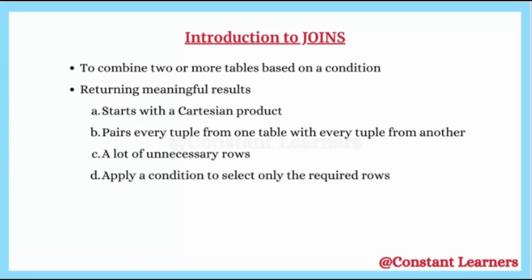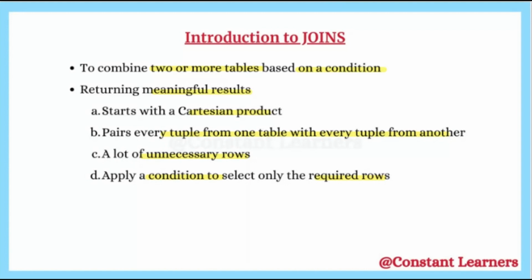A join allows us to combine two or more tables based on a condition to receive meaningful results. This process starts with a Cartesian product which pairs every tuple from one table with every tuple from another. However, this produces a lot of unnecessary rows or tuples. We've discussed this while studying the Cartesian product. So we apply a condition to select only the required rows.